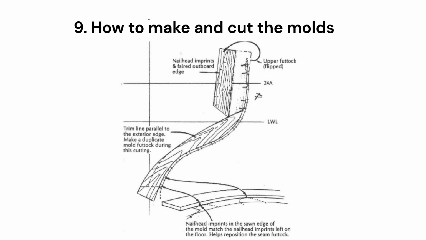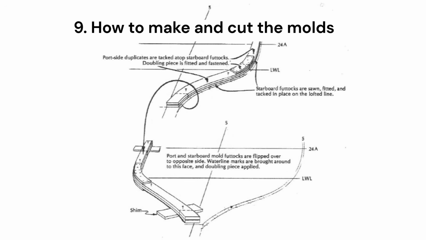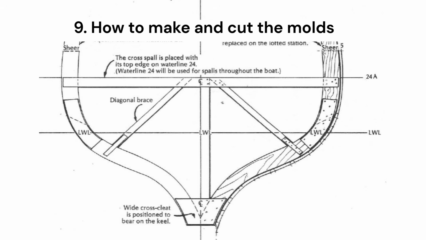For you that are building a boat with temporary molds on keel, here are some pictures from How to Build a Wooden Boat, by Bud McIntosh. If you want more information, just buy the book. The first pictures show how to trim the side of the mold with imprints from the nails. The second pictures show how to assemble. And finally, the finished mold will look like this.